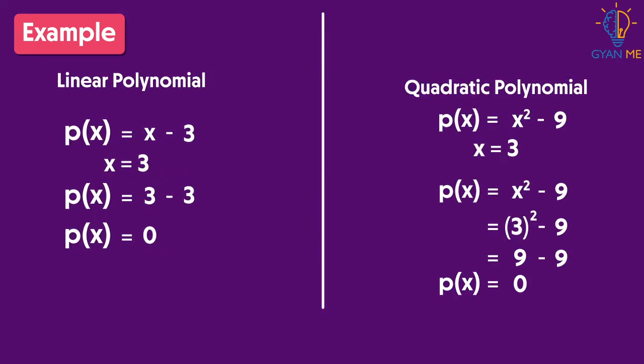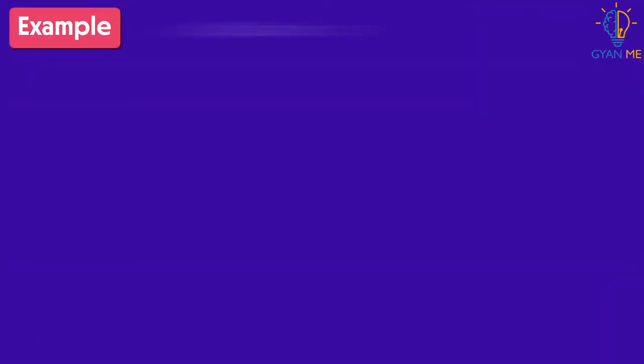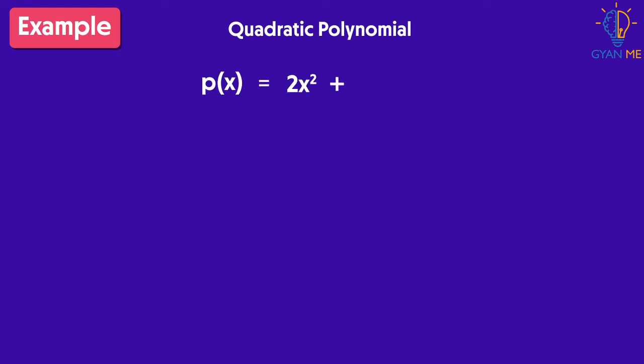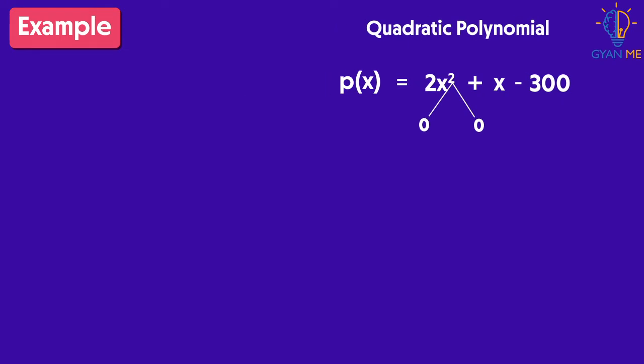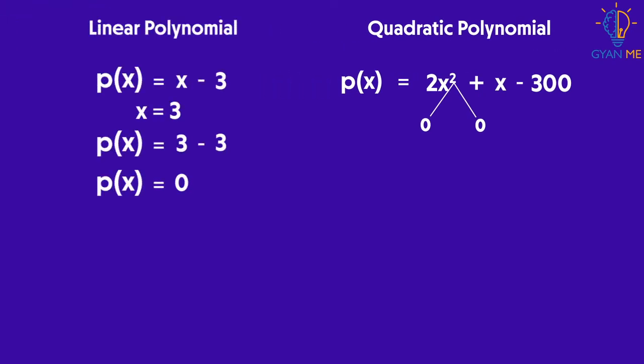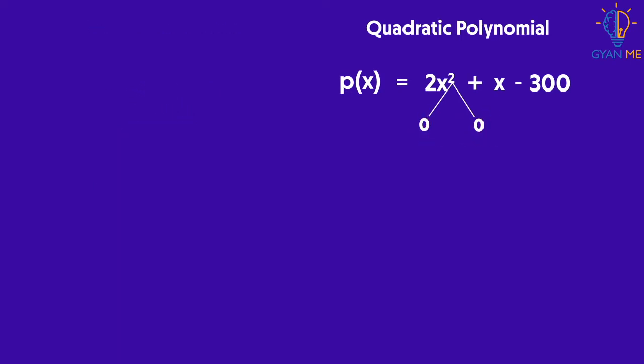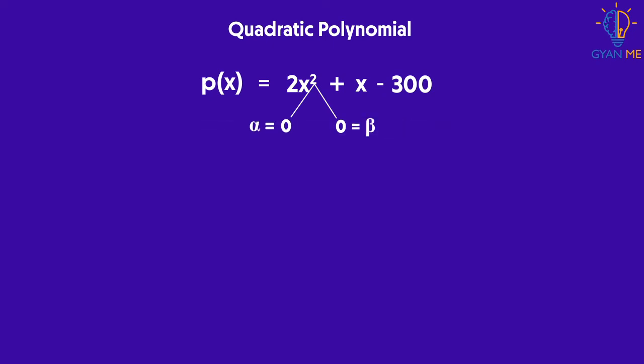Well, this is true for quadratic polynomials as well. But since the degree of a quadratic polynomial is 2, there will be 2 zeros for a given polynomial. Say for example, we have a quadratic polynomial 2x squared plus x minus 300. Now here, you can see the degree of the polynomial is 2, so there will be 2 zeros. Recall that our previous example, x minus 3, was a linear polynomial, so it had only 1 zero. This is a quadratic polynomial, so it will have 2 zeros. We symbolize these zeros as alpha and beta.